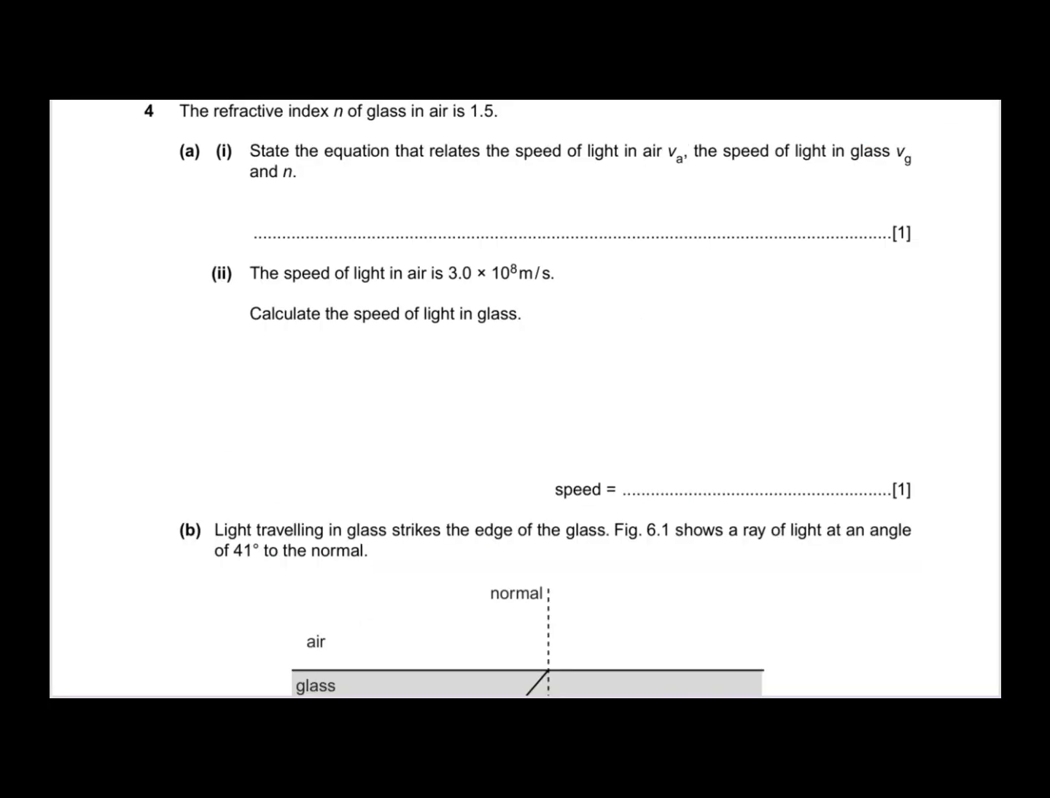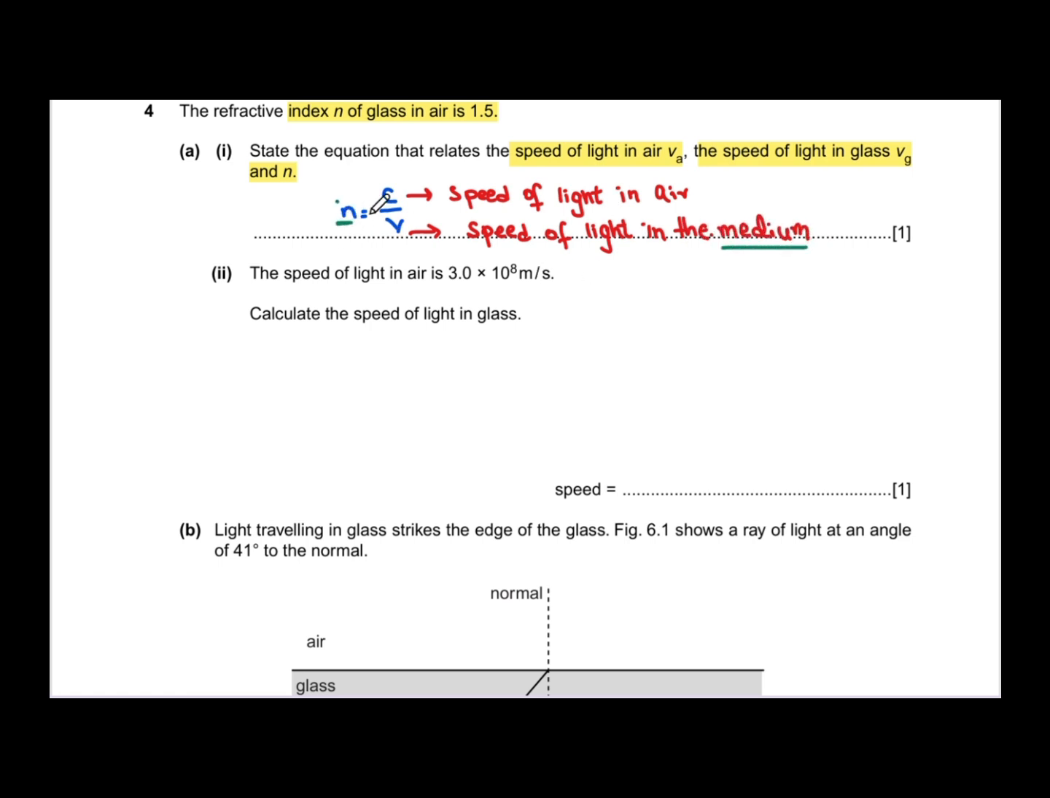Question number 4 is saying the refractive index n of the glass is 1.5. Part A says state the equation that relates the speed of light in the air, the speed of light in the glass, and n, that is refractive index. So the definition of refractive index says that it is the speed of light in the air divided by the speed of light in the medium. The medium can be any medium. In our case, it is glass.